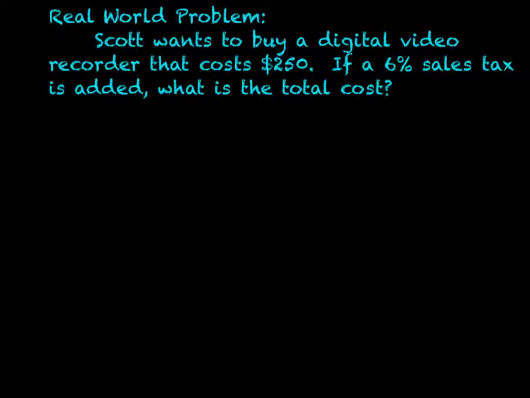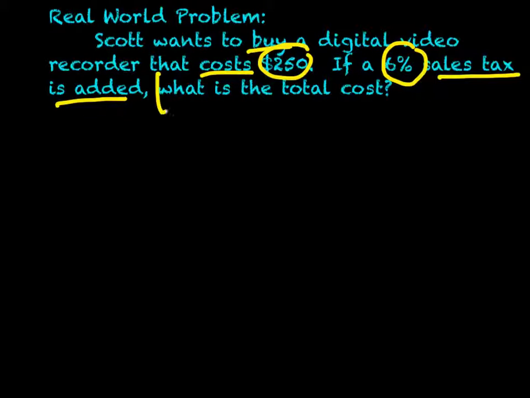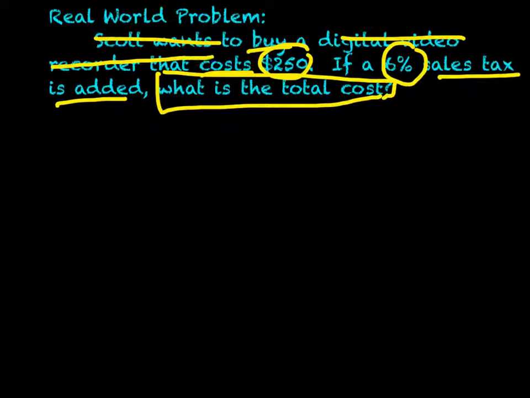Last little bit, our real world problem. We're going to do the cube method on this and try to figure out what we need to do. Scott wants to buy a digital video recorder that costs $250. If a 6% sales tax is added, what is the total cost? So let's circle our numbers, 250 and 6%. What is our important information that we still need to underline? He's going to buy a video recorder that costs $250. It has a sales tax that is added, and then we're going to box our question, what is the total cost? Essentially, what is he going to pay with sales tax? And then we get to cross out everything else.